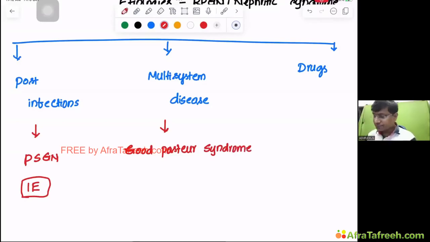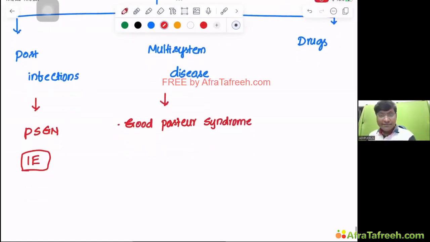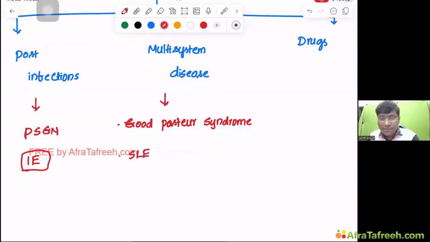Right, Goodpasture syndrome. Then we have some connective tissue disorders. These connective tissue disorders include systemic lupus erythematosus. Can anyone tell me what form of nephrotic syndrome is seen in SLE? SLE can cause both. Very good, Jacob. It is membranous glomerulonephritis.